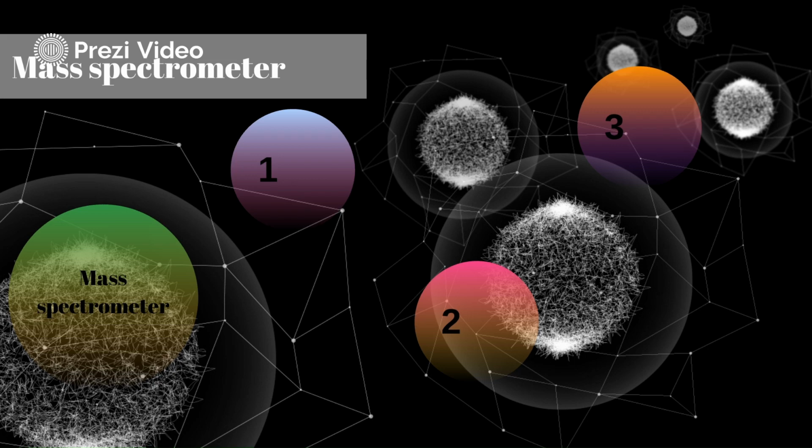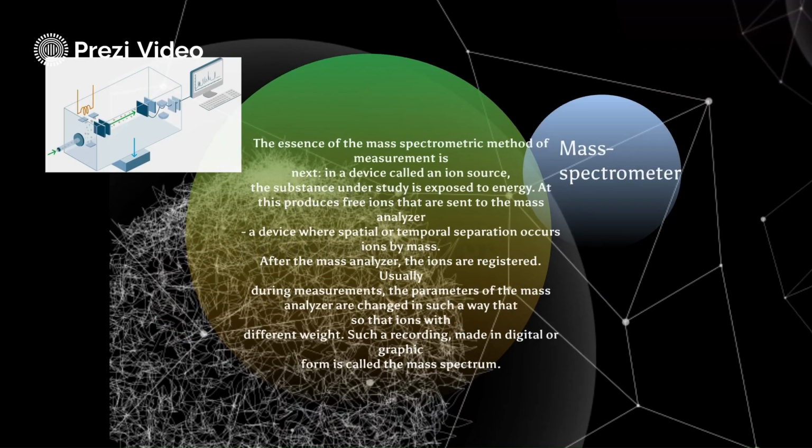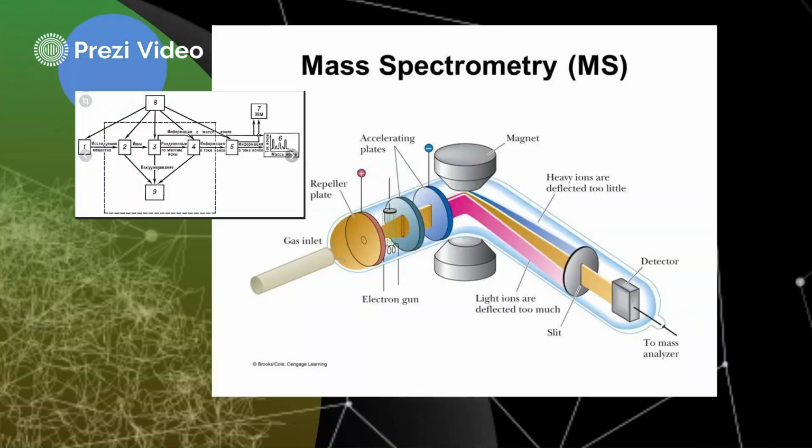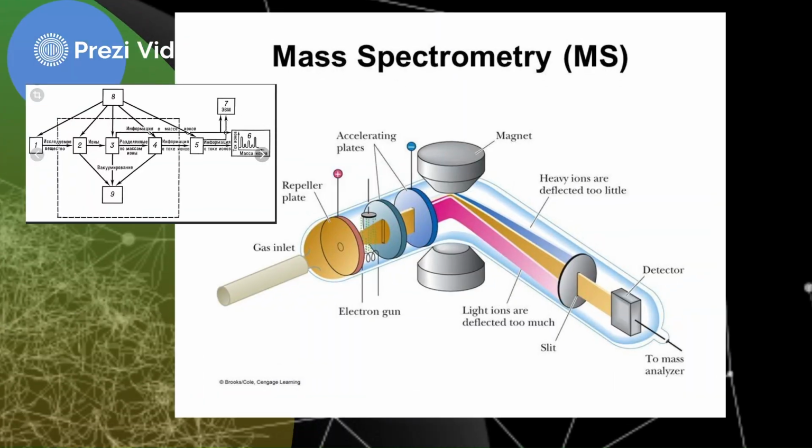The mass spectrometry method is based on the spatial or temporal separation of pre-ionized molecules that differ in mass. The separation takes place under high vacuum conditions in electric and magnetic fields, and is aimed at determining the masses of molecules, atoms, and the relative content of components of different masses in the analyzed substance.